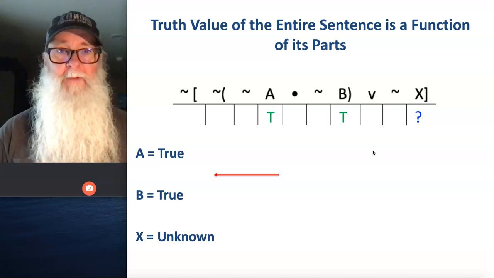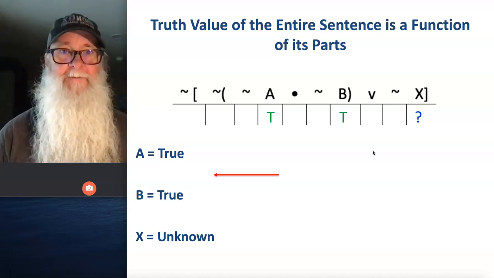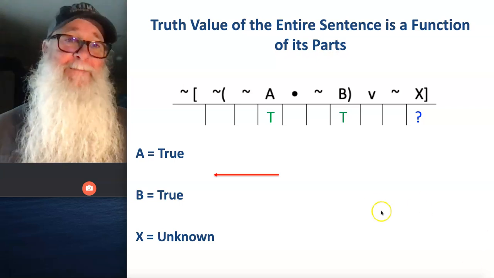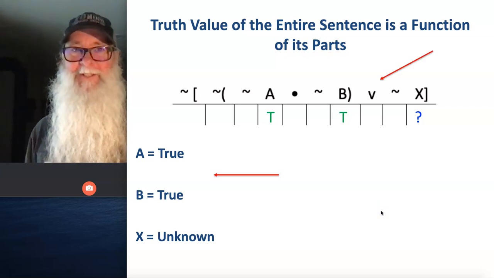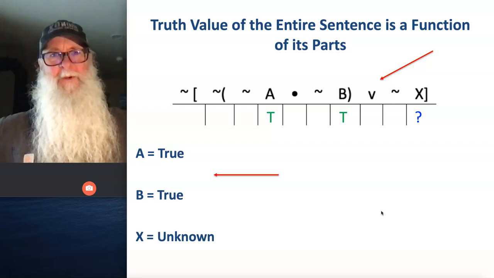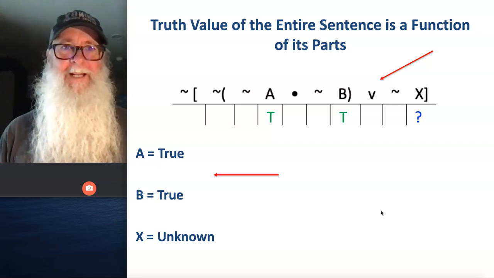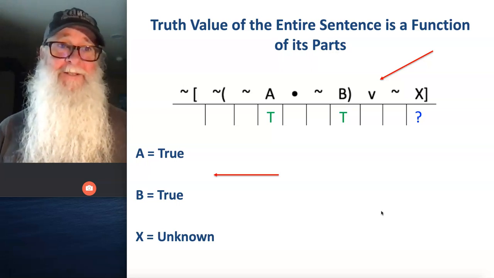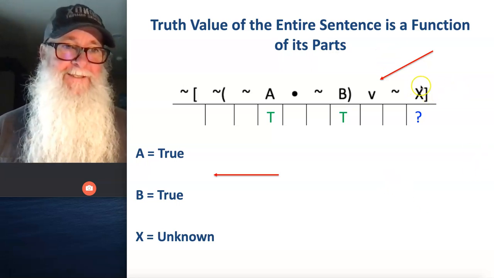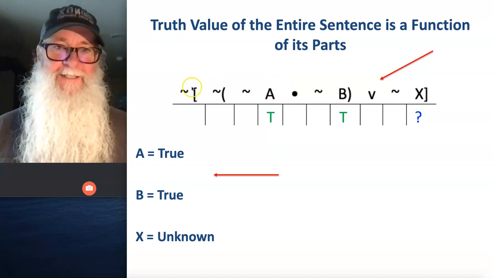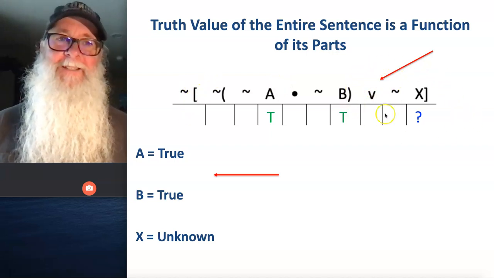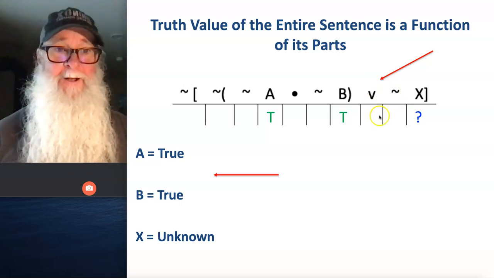So look at this problem. What's the main operator? Seriously, what is it? Now, it might be tempting to say, well, I think it's this wedge here, right? Because this wedge is so far away from any parentheses and brackets that it appears to be an operator other than tilde outside of parentheses and brackets. But look at this bracket right here. And look at this bracket right here. And guess who's hanging out inside those brackets? Our pal, wedge.